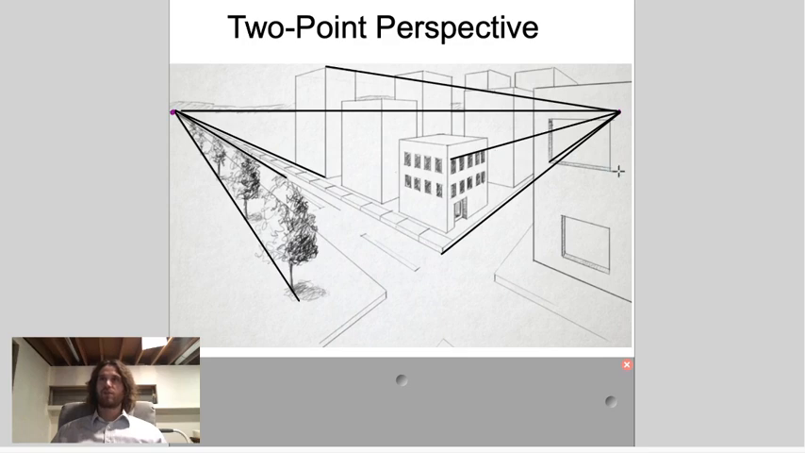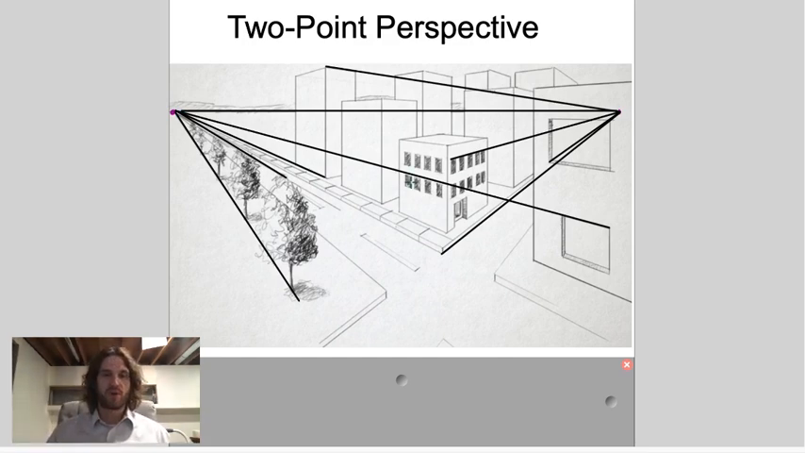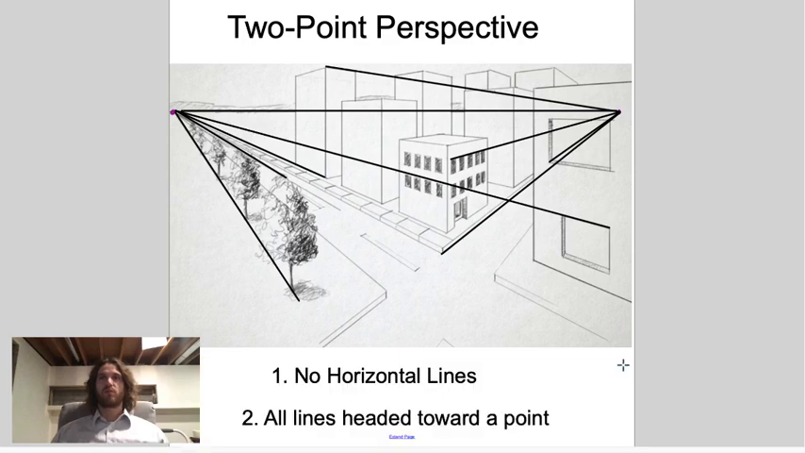Windows, now even though this is way on the right side of our screen, it's still on the left side of the building. So believe it or not, that's still headed off to the left vanishing point. You can see it following with the windows and so on and so forth there. This is two-point perspective. And the key parts of two-point perspective, there are usually no horizontal lines, and all the lines are headed off to a point.